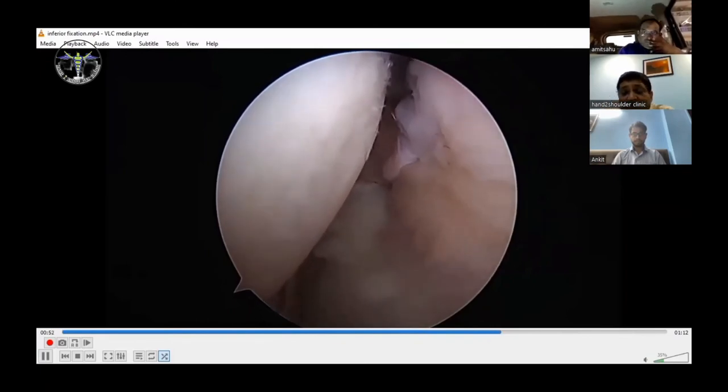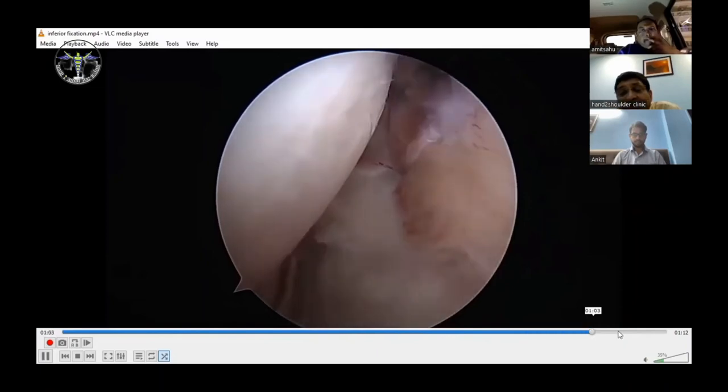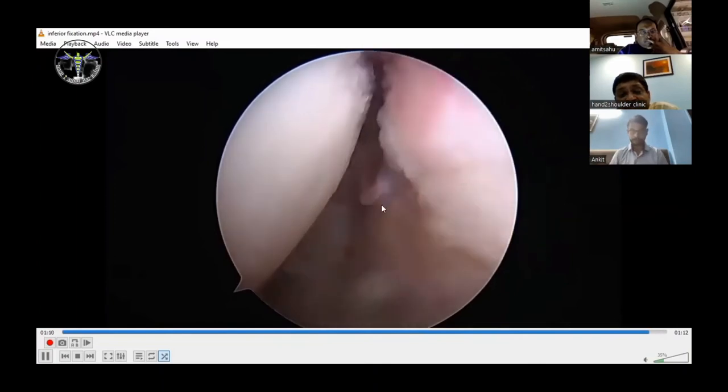So in this case, we did only a Bankart repair. Now you can very well see that all that tissue which was away has come very near.